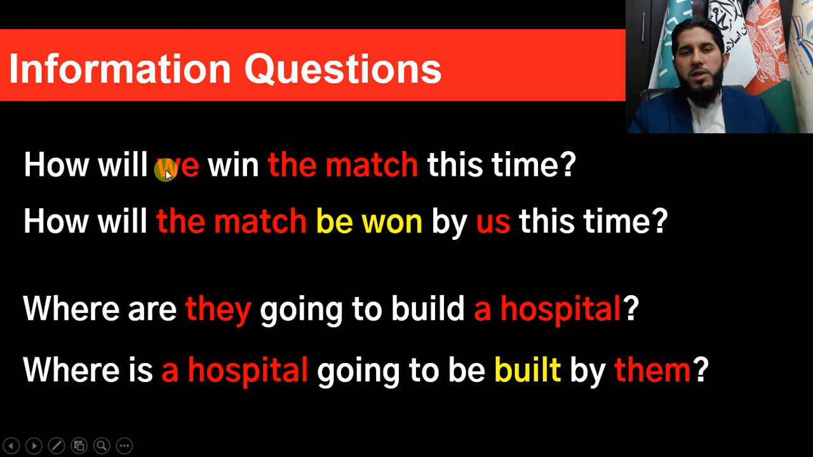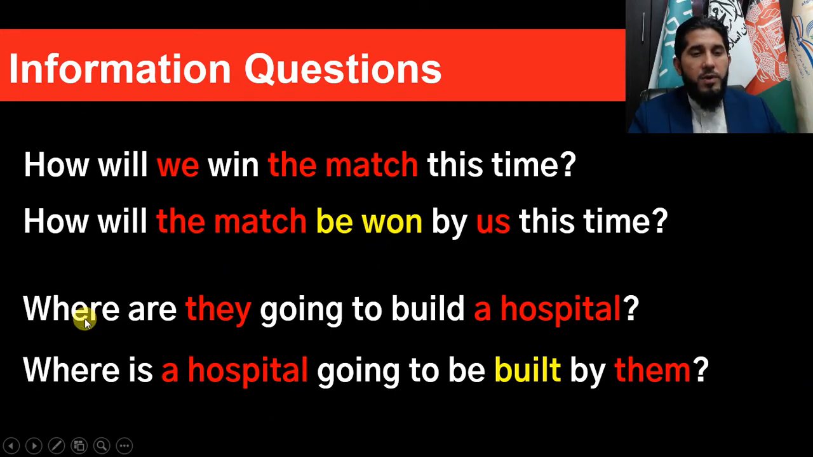So we is the subject here, and the match is the object, and win is the main verb. But here, the match became the subject of the passive sentence, and the subject pronoun is changed to object pronoun, and it became the object of preposition. So here the subject is the doer of this action, winning, okay, but here the match is the receiver of this action, and the main verb win is changed to third form or past participle form, won.